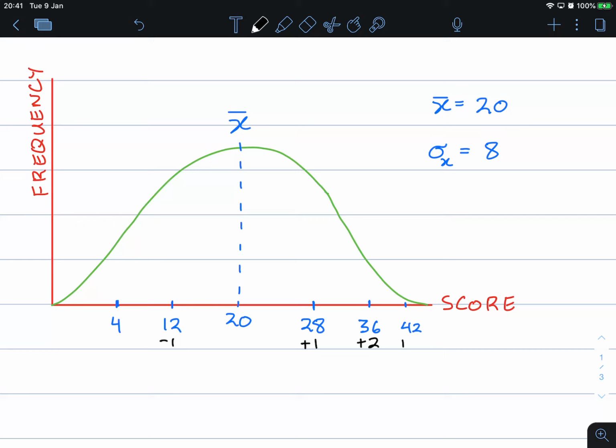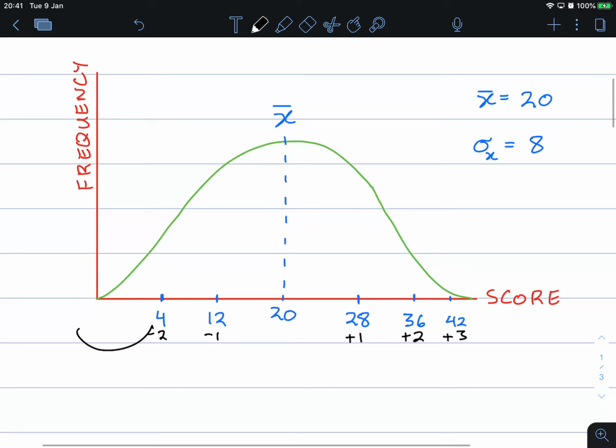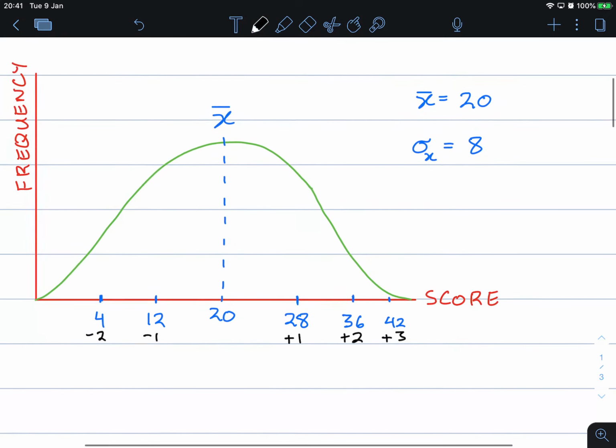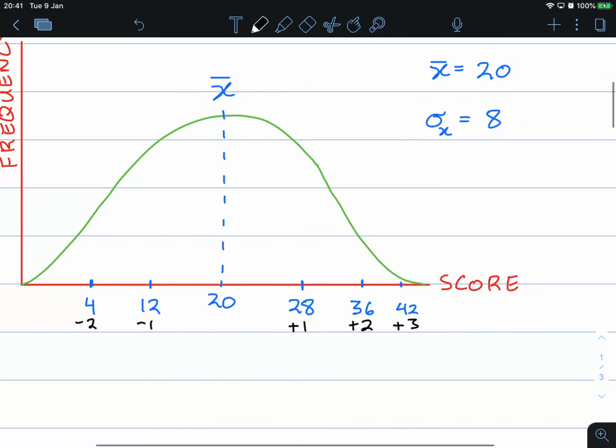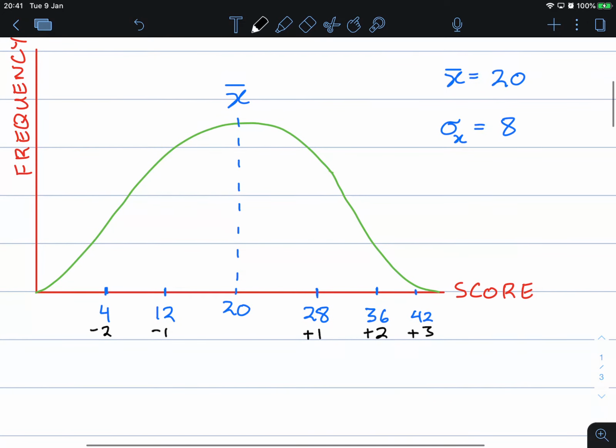You can probably guess that this is a standard deviation of 3. This is a standard deviation of negative 2. And we actually can't get negative numbers here, but let's just write it down. A standard deviation of minus 3 is a score of negative 4. But that can't exist in this data set, so let's just ignore it for now. As you can see, these are the standard deviations from the mean.